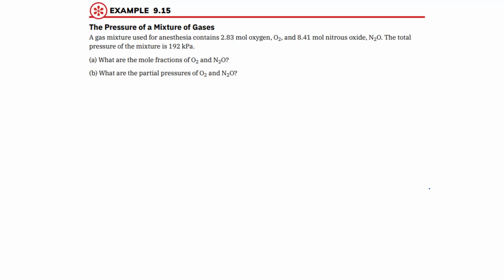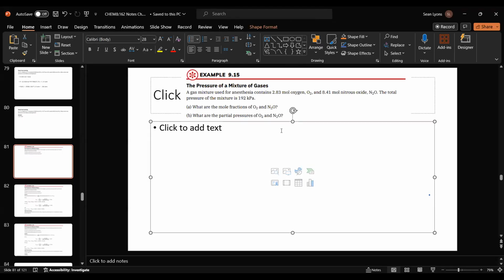So for the mole fraction, that'll be relatively simple. We can just add up the total moles. So what we'll get there is 11.24 moles total. So for XO2, we would just do 2.83 divided by 11.24. And note with the mole fraction, there's no unit on there. I didn't put in moles for 2.83 or 11.24, but because they're both going to be moles, they're just going to cancel out. So the mole fraction is just the decimal value.